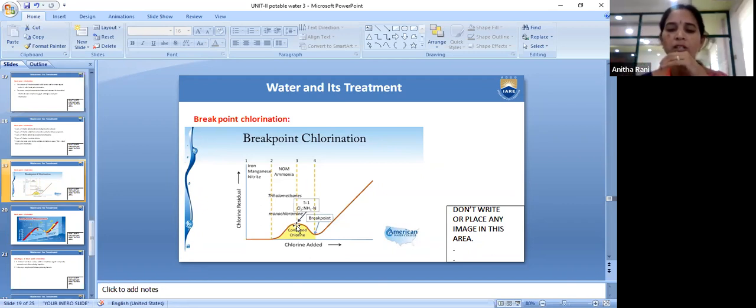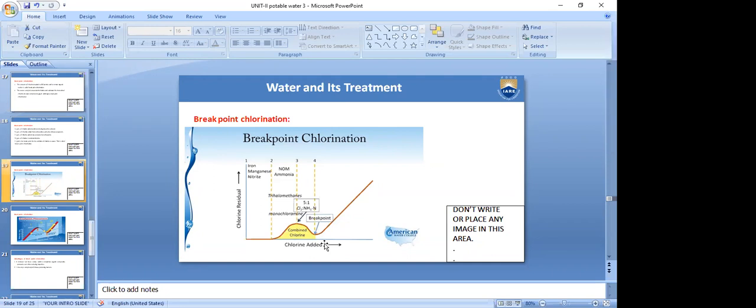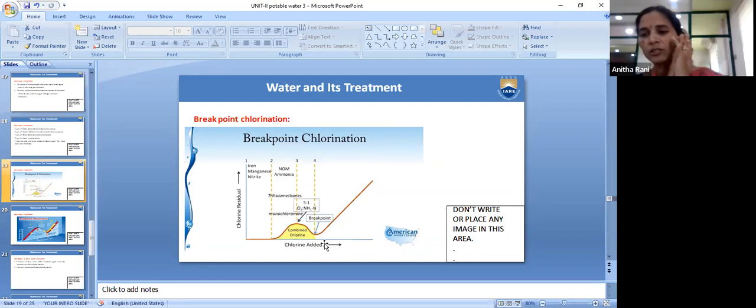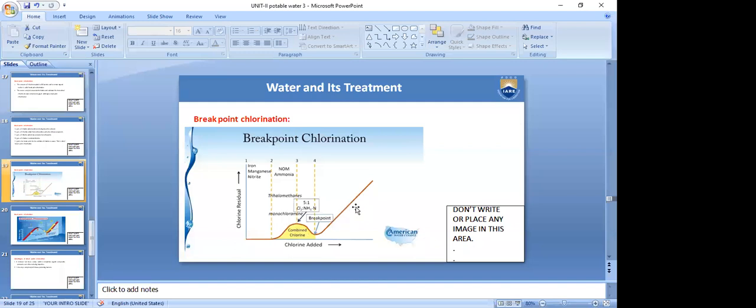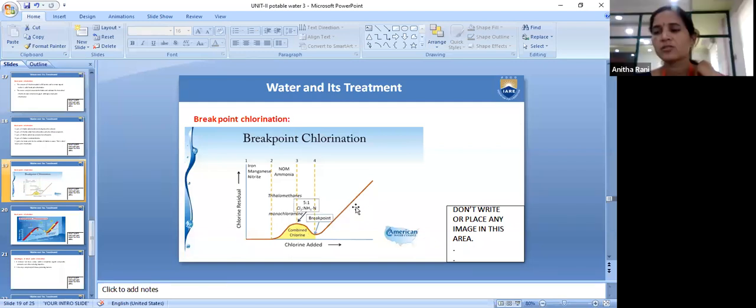Okay. So why is the curve decreasing here? It reaches the minima. Why? It killed all the bacteria present in water. Okay. Why is the curve increasing here? Because of the residual chlorine in water. Okay.